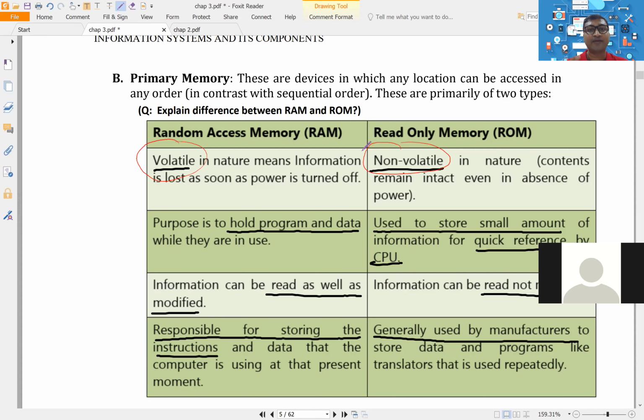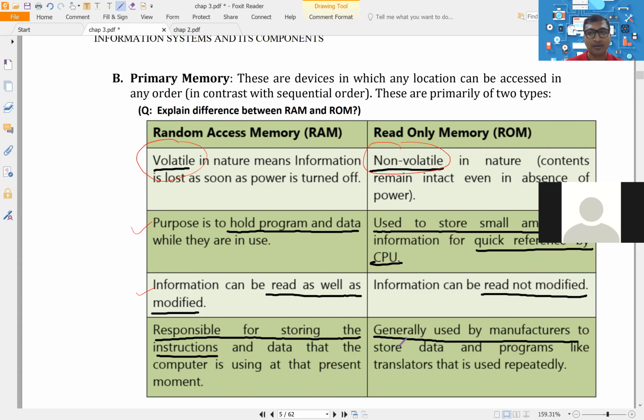Apart from that, RAM will store our data, the data and the application on which we are working. But ROM will always store data for the CPU. Third difference, RAM is read as well as write, but ROM is read-only memory. The name itself indicates we can only read, we cannot write. But then who stored the data on ROM? I told you, the manufacturer. The fourth point, the manufacturer will always store the data on ROM.